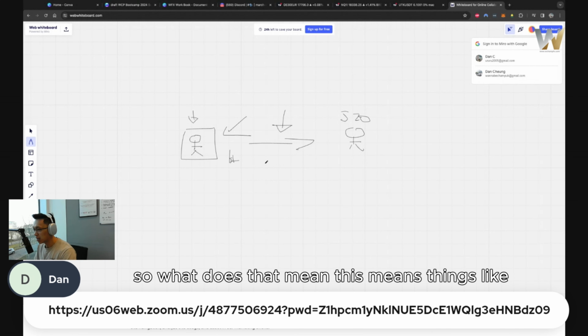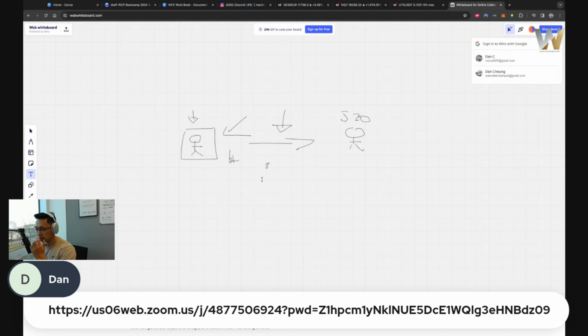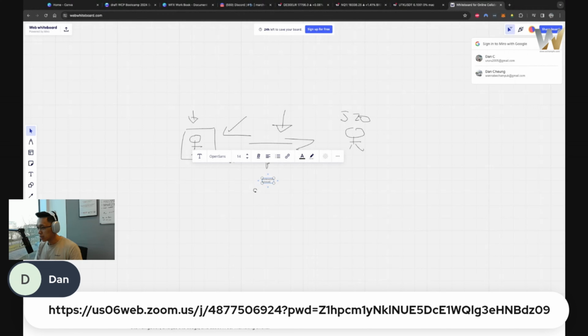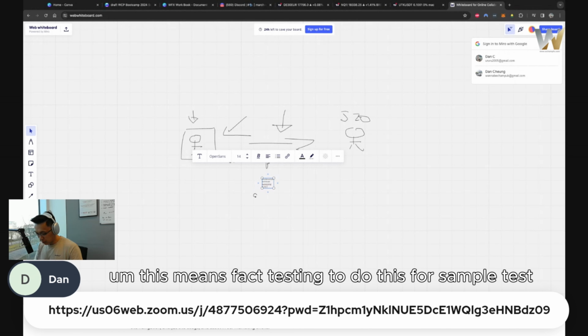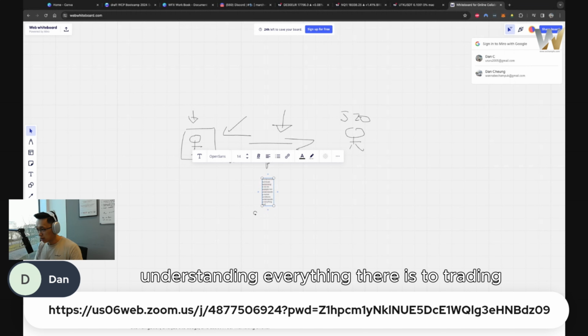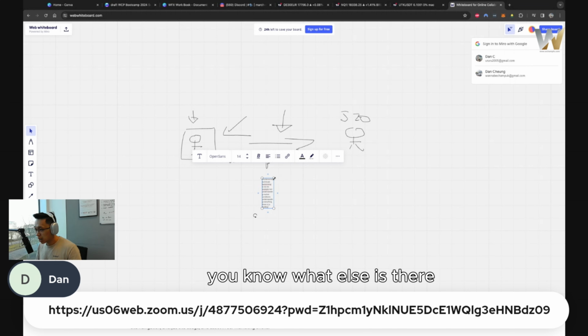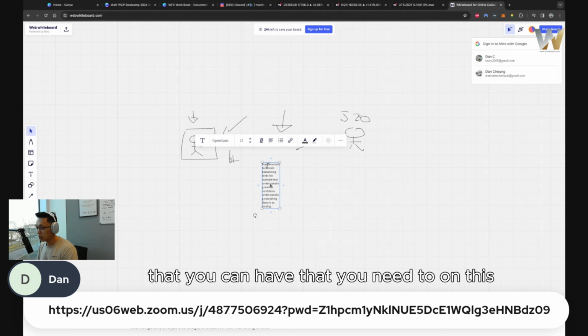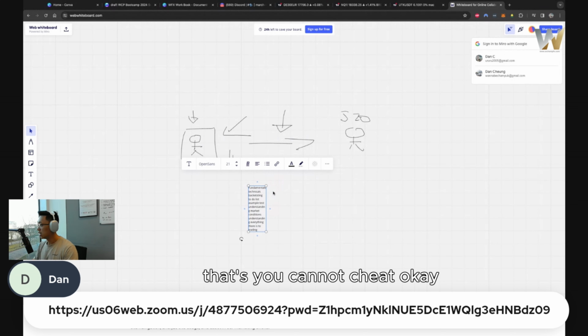This means things like understanding fundamentals, technicals, backtesting, the to-do list, sample tests, understanding market conditions, understanding everything there is to trading. There's a whole arm of different things you need to do. You cannot cheat. So this is the bit you must put as much time and effort into, to get from A to J2O, John 2.0. That is the bit where you can put in the work.